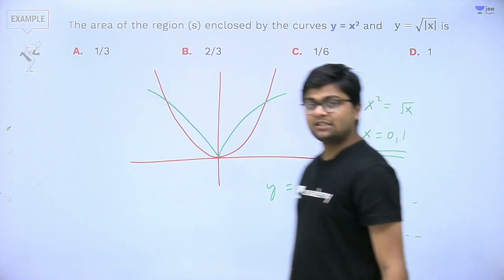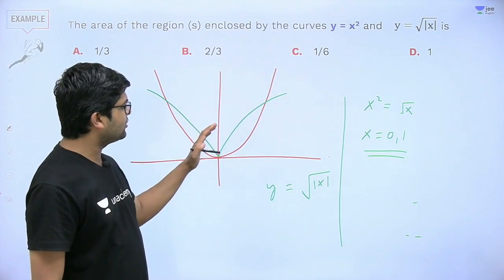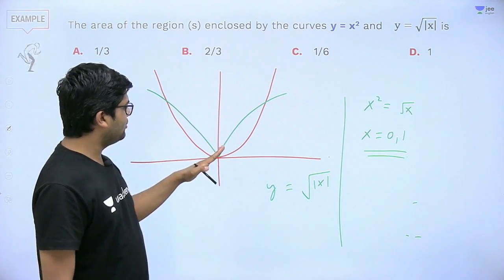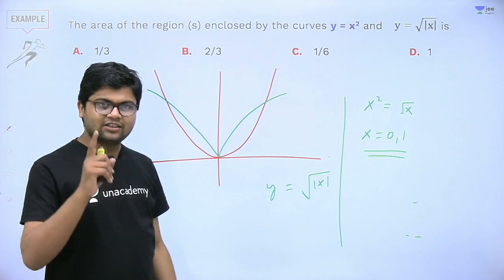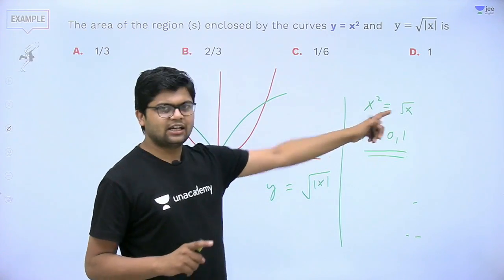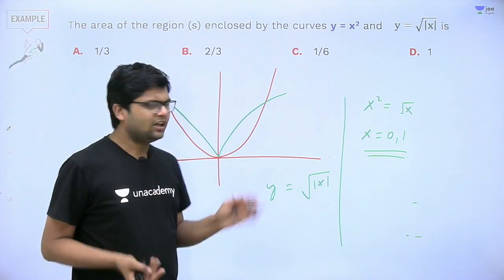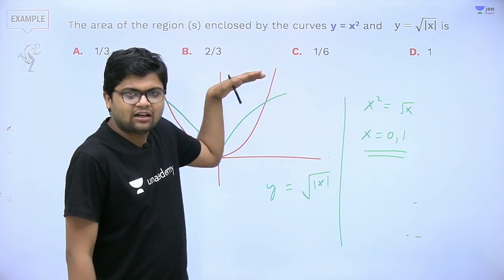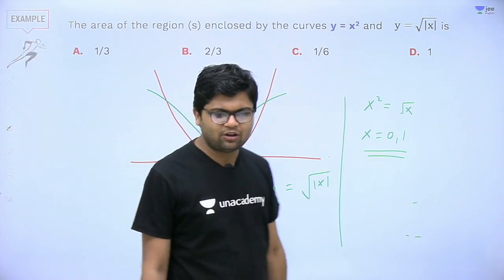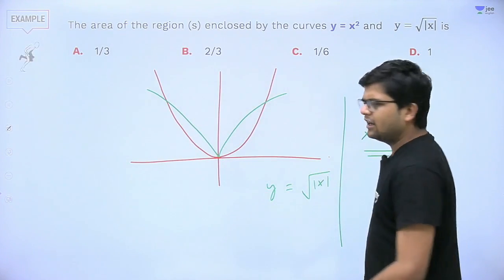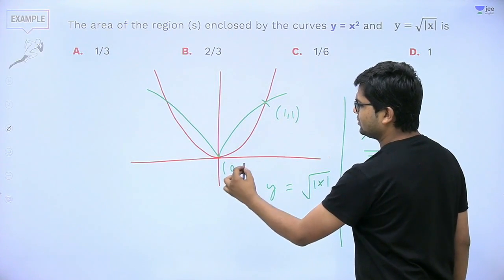There is a very specific reason that I drew the concavity like this only. I could go like this or this, but since it is root x and the values are between 0 and 1, if you take the root of values from 0 to 1, the values will increase at the same input. Therefore the graph is like this only, and this is the point 1 comma 1, and this is the point 0 comma 0.